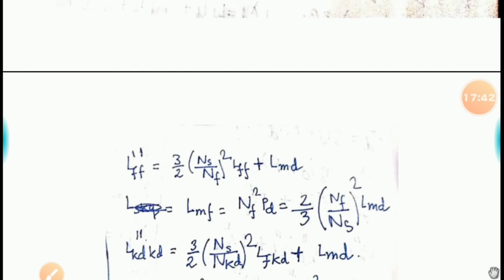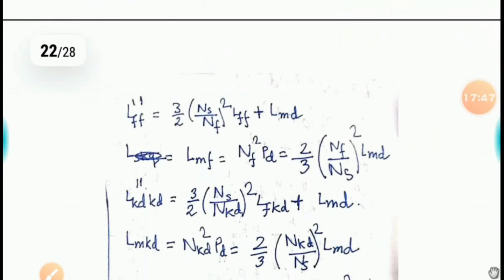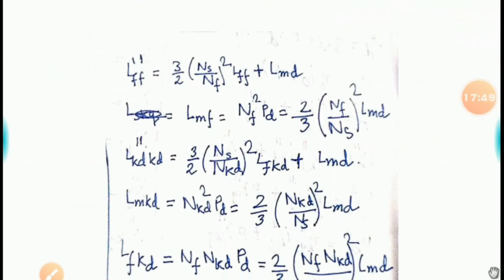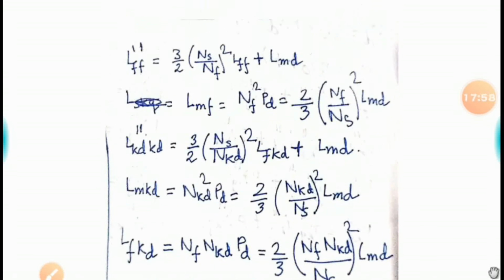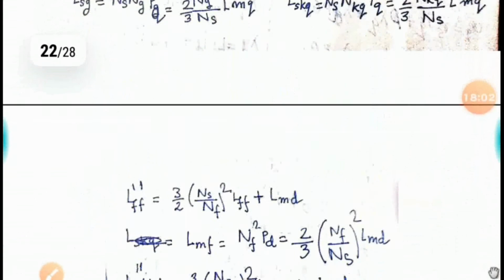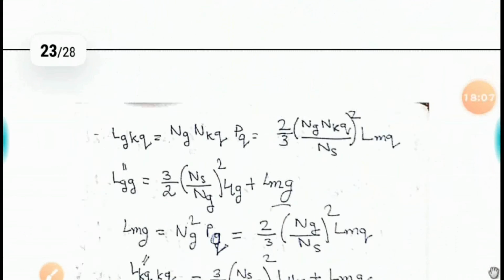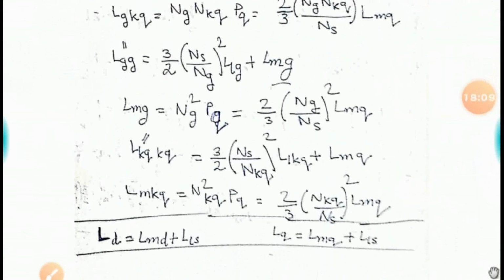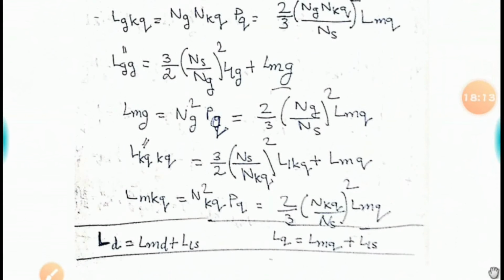Now here you can see that while LSF is like this, LFF dash, LMF, these are having a different equation. Here NS is appearing in the denominator part also, right? So you think about all these LMS, and then you please get back to me.